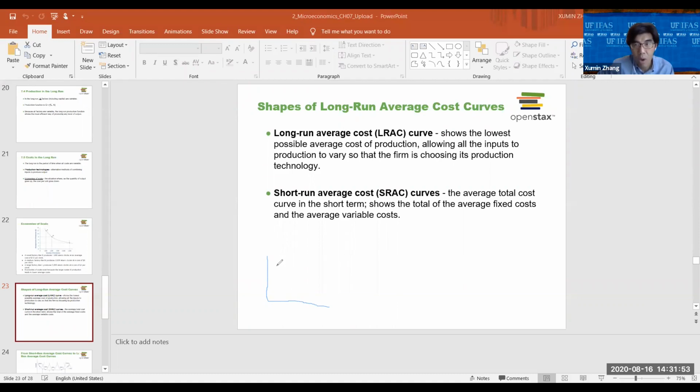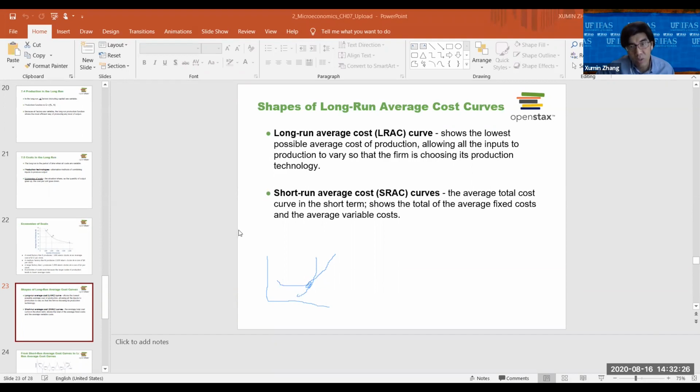Remember that in the short run, we have the average total cost, right? But in this case, we don't have the fixed cost anymore. So we have only the variable cost. Then this is the curve I'm talking about. This is the so-called short run average cost, all right? And then remember that we have the marginal cost, which crosses that.